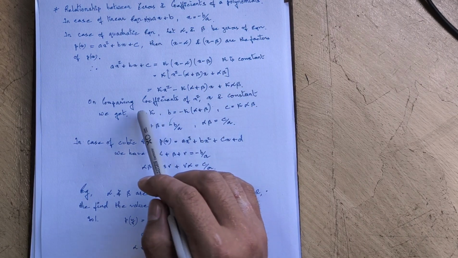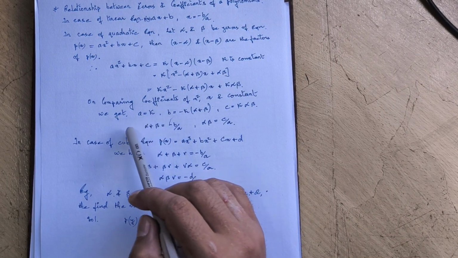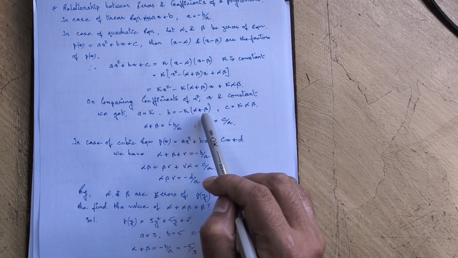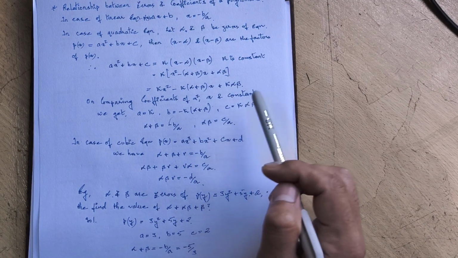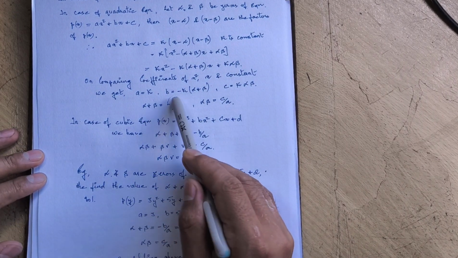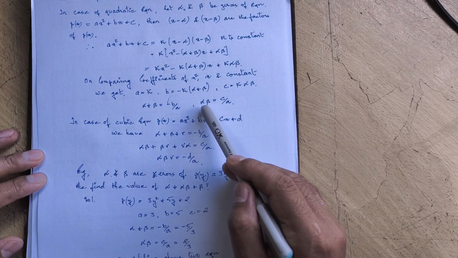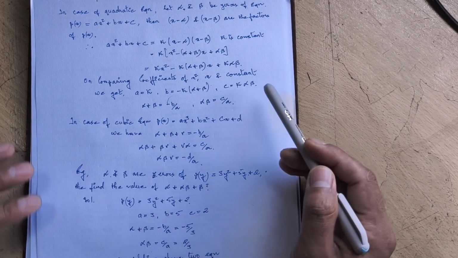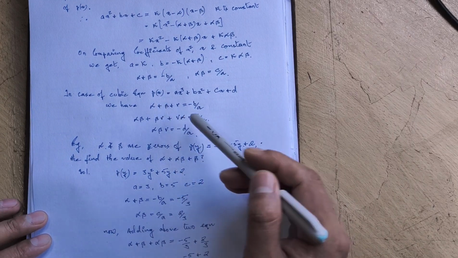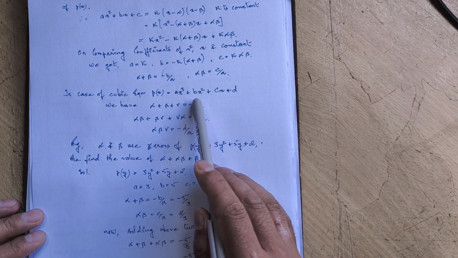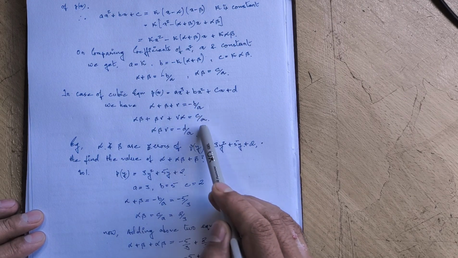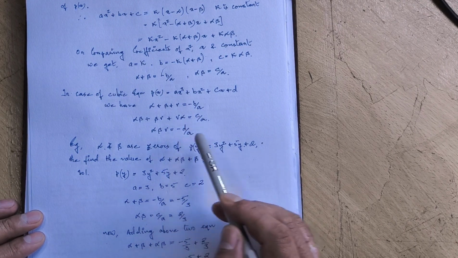Now we equate the coefficients of x squared, x and the constant. We get a equals k, b equals minus k(alpha plus beta), c equals k alpha beta. So by this we get the relations: alpha plus beta, the sum of roots, is given by minus b by a, and the product of roots, alpha into beta, equals c by a. In the case of the cubic polynomial p(x), we have alpha plus beta plus gamma equals minus b by a, alpha beta plus beta gamma plus gamma alpha equals c by a, and alpha beta gamma equals minus d by a.